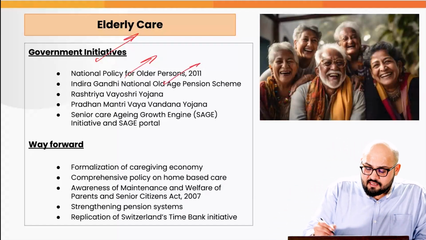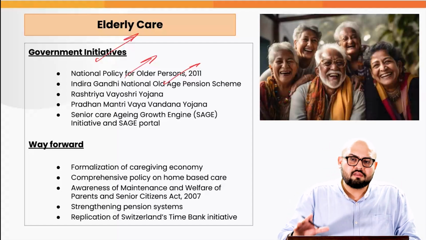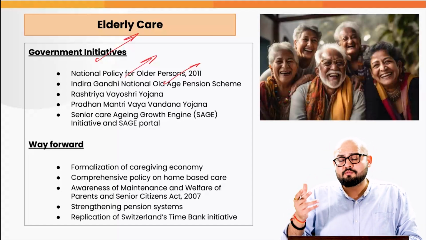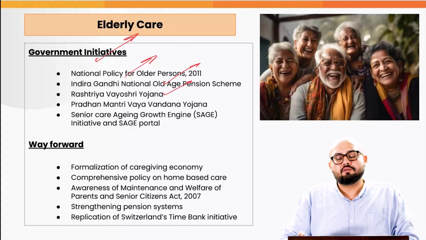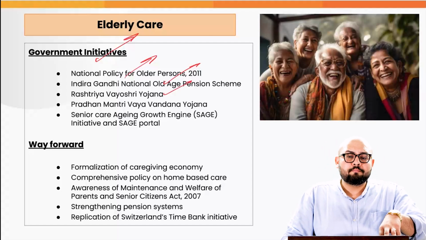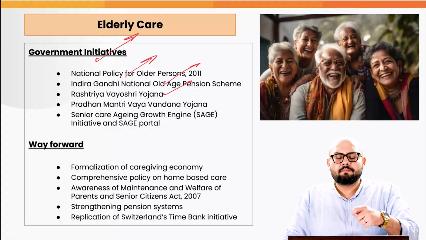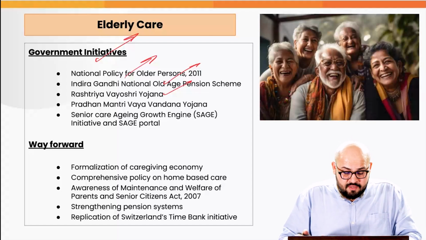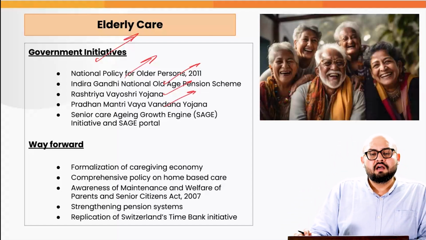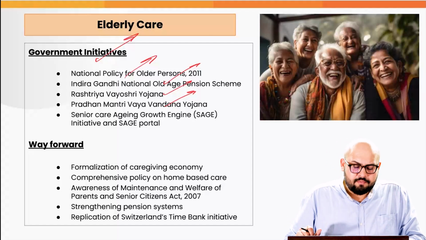Next is the Indira Gandhi National Old Age Pension Scheme for people aged 60 plus from below the poverty line, right? It tries to provide social security benefits in the form of pension. Next is Rashtriya Vayashri Yojana. Now, this primarily focuses on providing assisted living devices so as to make these older people comfortable, be it the specs, be it the assisted walking devices, right? Next is Pradhan Mantri Vaya Vandana Yojana. Now, this is a social security scheme which tries to provide pension to the older people.